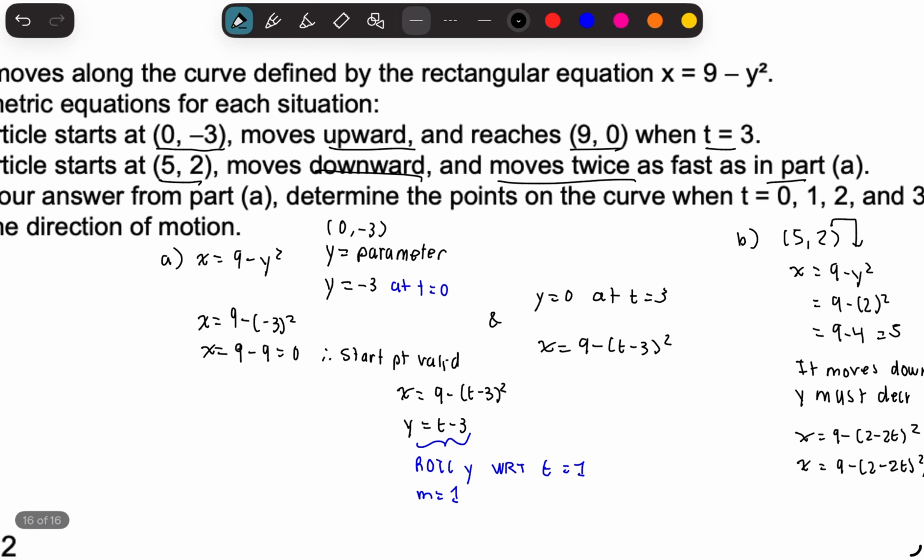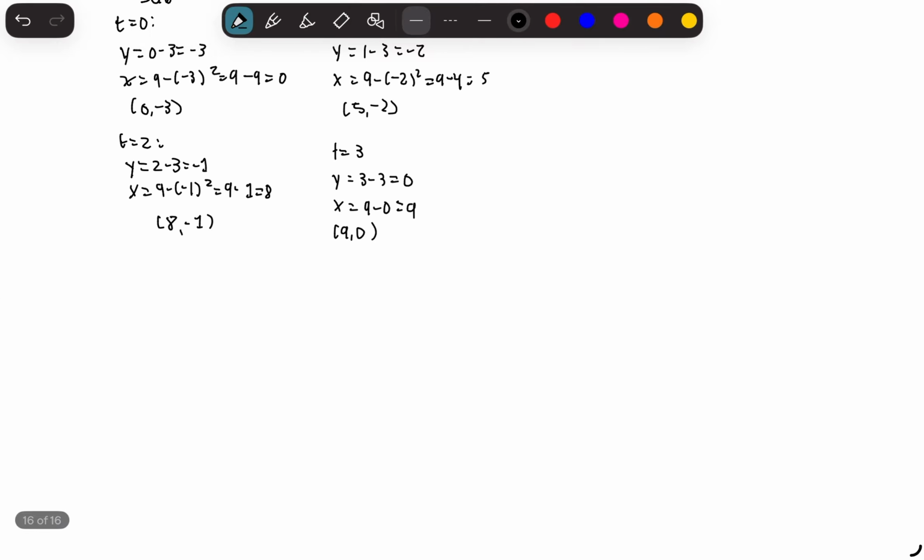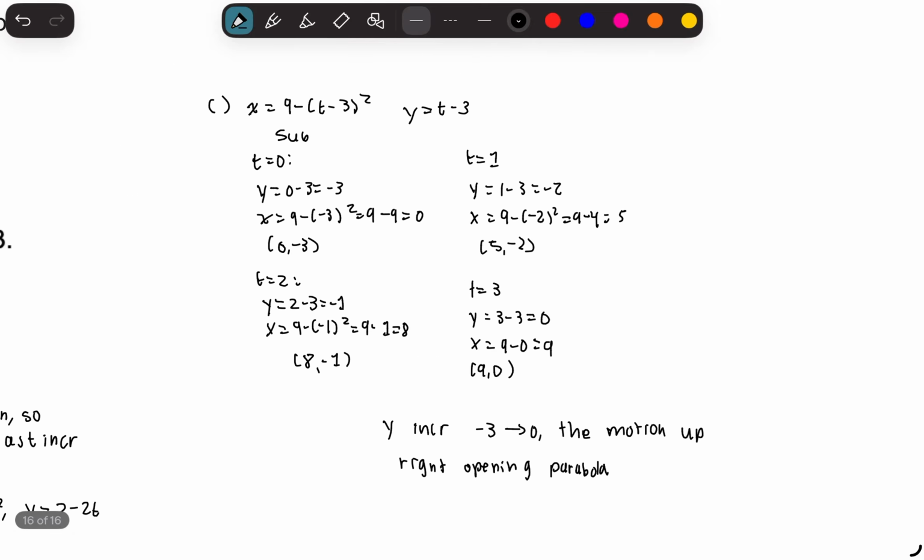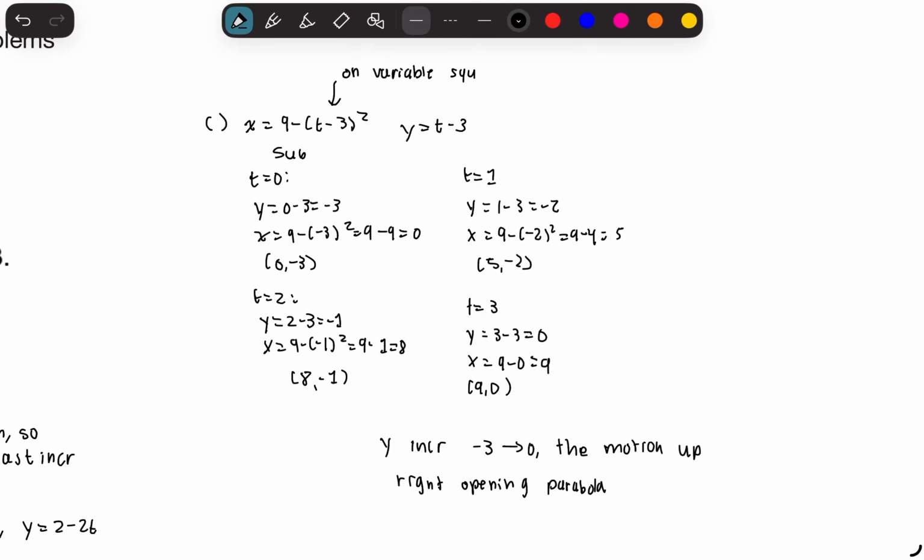So these are our points. So because we see that y is going to increase when we go from -3 to 0, that means the motion is upward along the right opening parabola. You can see that it's a parabola because you have only one variable squared.